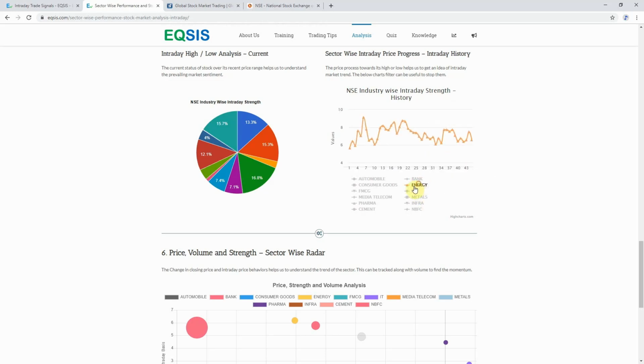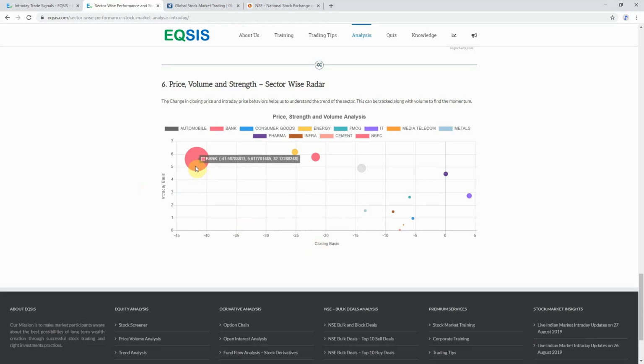Okay, now otherwise we have IT also getting weaker at this point of time. And I see metal is also weak. I think the broader market is pretty weak, except FMCG and the defensive plays. Okay, now I think the big dot is bank.